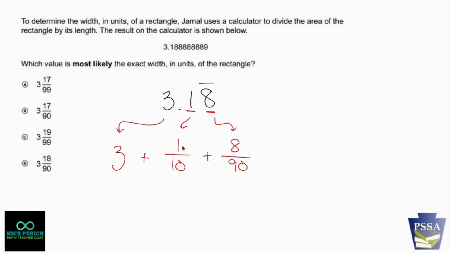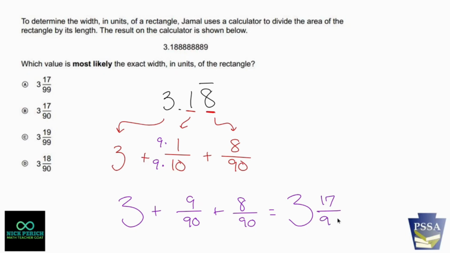I'm doing this without a calculator because I can. I know 3 is going to be 3. Nothing crazy happens there. I need to multiply the numerator and the denominator by 9. So this becomes plus 9 over 90 plus 8 over 90. Now I can combine these two fractions, and so this whole thing will get me 3, and 9 plus 8 is 17 over 90. So the answer is going to be B.